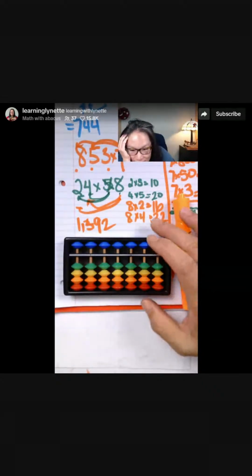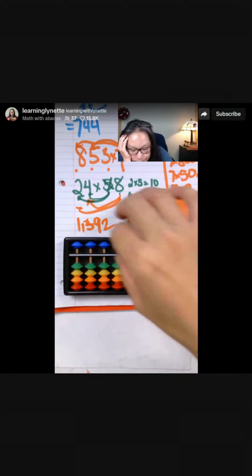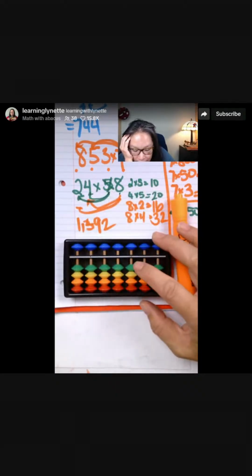Okay, so yes, Darwin. Hello, Darwin. We're going to do some adding. No, we're going to do counting. We need to understand how to read the abacus.